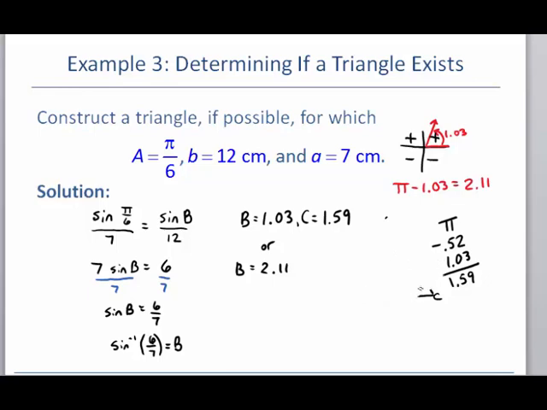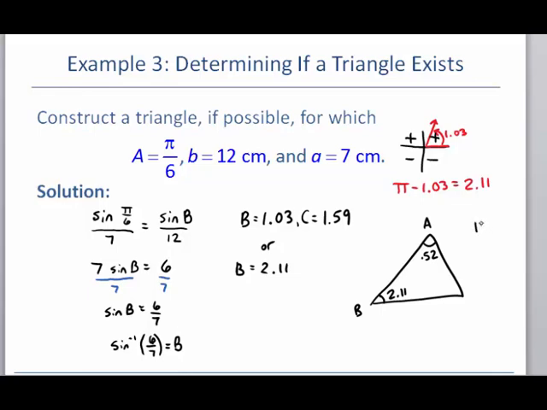Okay, we're going to do the same thing on the second one. So I'm going to draw another triangle. We're going to fill in what we know. This time angle B is 2.11. Angle A is still going to be 0.52. That's given to us in the initial problem. And we want to make sure that there's room for angle C.